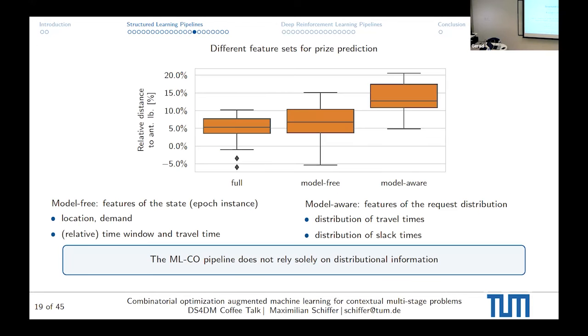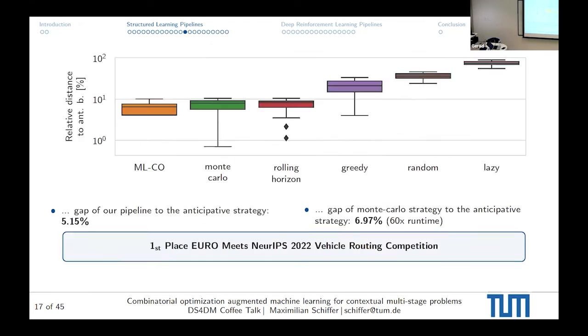Yes, I'm curious about something. Can you go back to the comparison between all the benchmarks? Yeah, this one. So where does the length of the decision epoch come from, the organizer? Yes. An epoch was 1 hour.